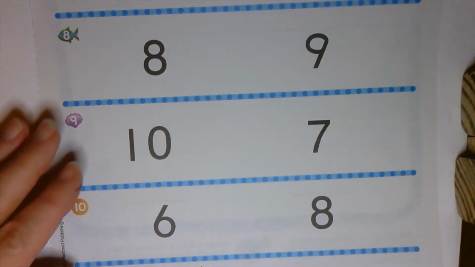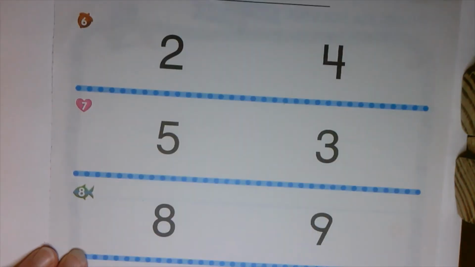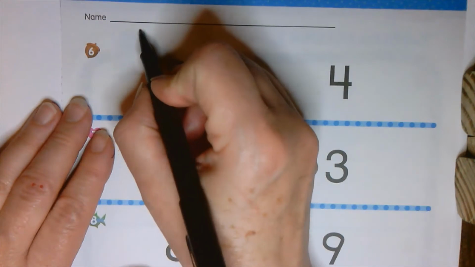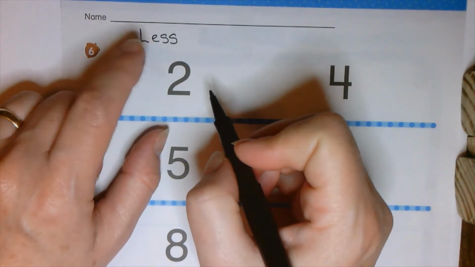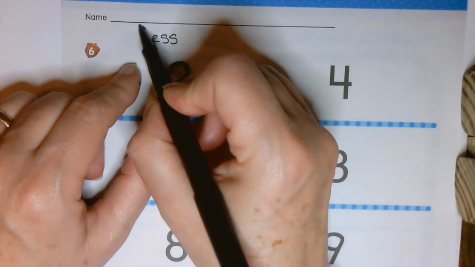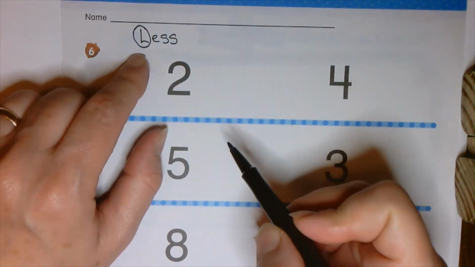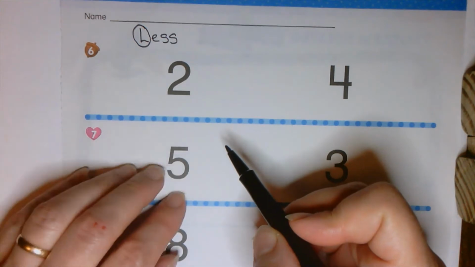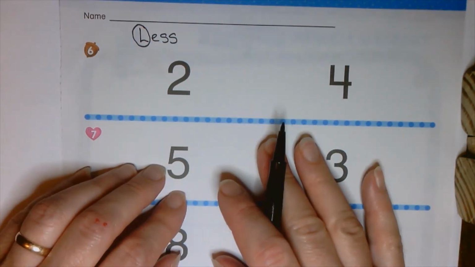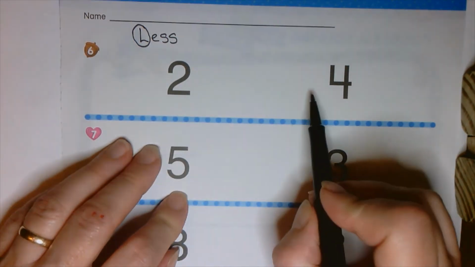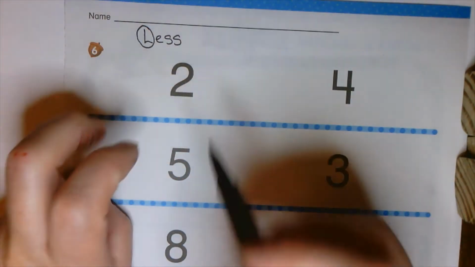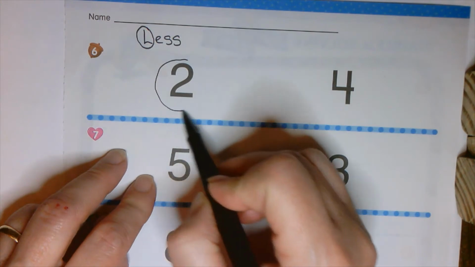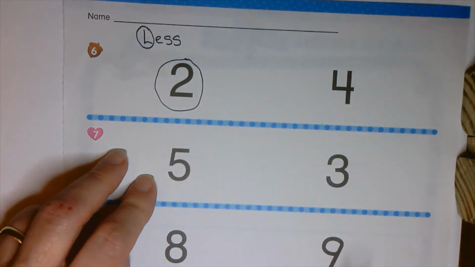Now you may have already guessed here on this next page, instead of circling the one that is greater, now you're going to circle the one that is less. So at the top of your page, at least write an L. You could write the whole word less if you want to, but at least write an L with a circle around it to remind yourself you are looking for the one that is less now. So with 2 and 4, here's 2, here's 4, we know that 2 is less. So we're going to circle 2.